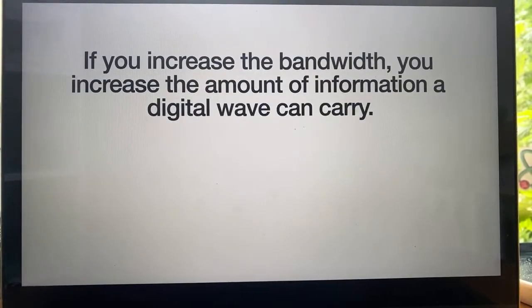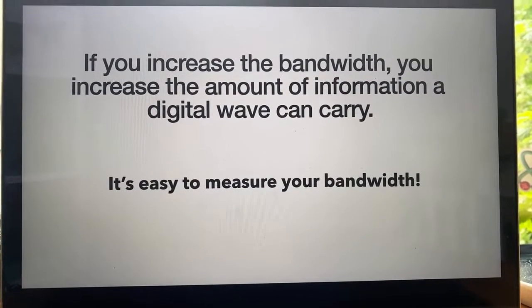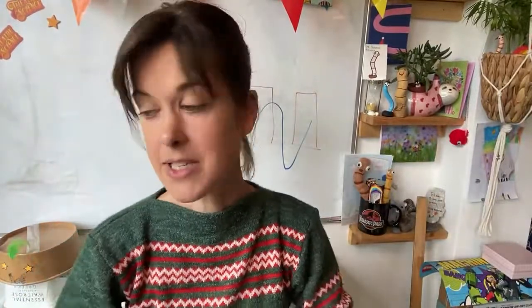This is something that comes up a lot in past GCSE questions. If you increase the bandwidth, that is a good way of increasing the amount of information that a digital wave can carry. So you quite often get asked, how do you increase the amount of information that a digital wave can carry? That's a good one. Increase your bandwidth.